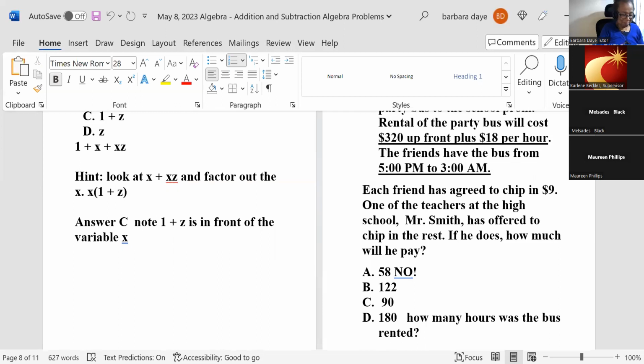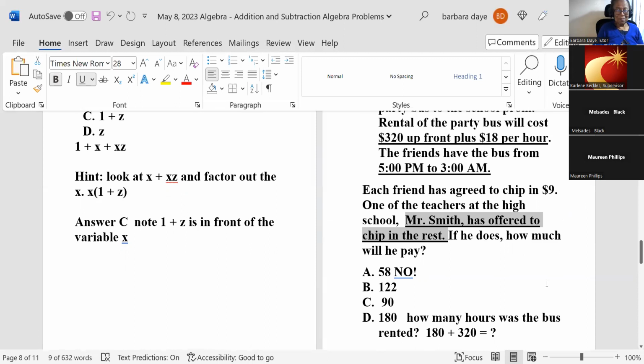Hold on. What is the question asking? What's the last question? One of the teachers at the high school, Mrs. Smith, has offered to pay the rest, chipping in the rest. Each friend has agreed to chip in. So you mean what they pay, right? It would be 180 plus the 320, right?